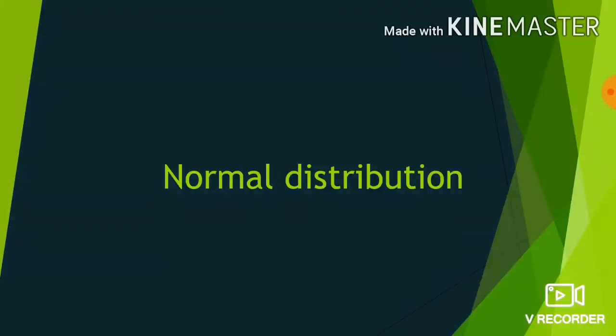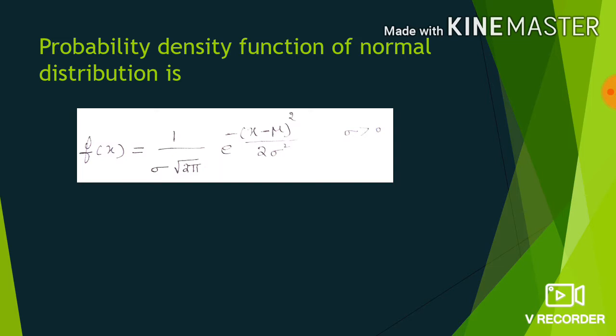Normal distribution. What is meant by normal distribution and its probability density function? The probability density function of the normal distribution is f of x equal to 1 by sigma root 2 pi e to the power minus (x minus mu) square divided by 2 sigma square, where sigma is greater than 0. This is the probability density function of the normal distribution.